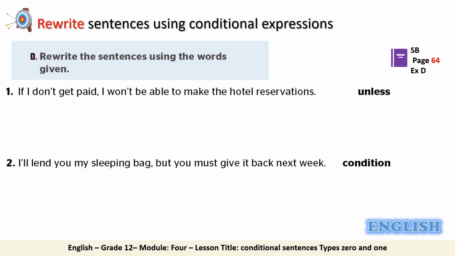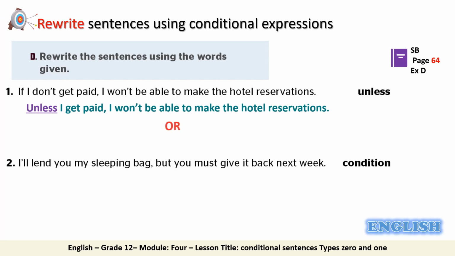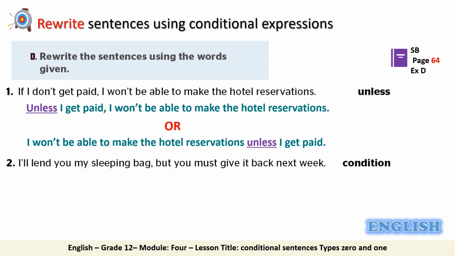Well done. Let's correct together. How have you rewritten the first sentence using unless? That's it. You can write, unless I get paid, I won't be able to make the hotel reservations. Or another possible answer is, I won't be able to make the hotel reservations unless I get paid.